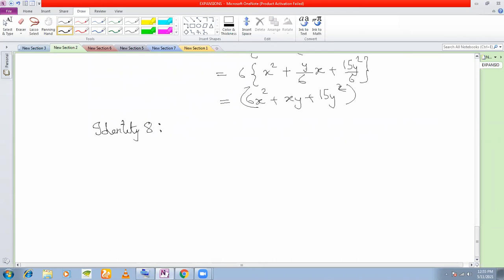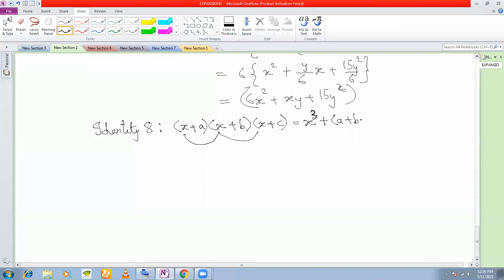It's not a very important identity. In fact, identity 7 is more important. But still, if you know identity 7, it is not a very difficult job to remember identity 8. So (x + a)(x + b)(x + c) is x cube, because there are three x's, x, x and x. That is why you have an x cube here.